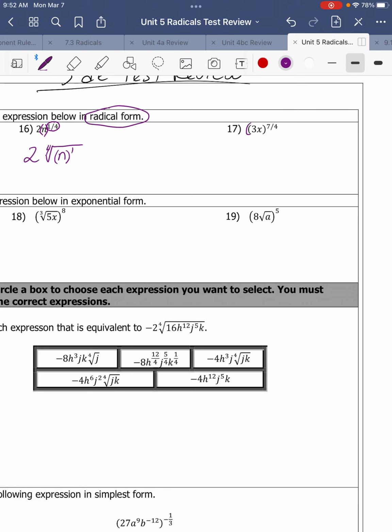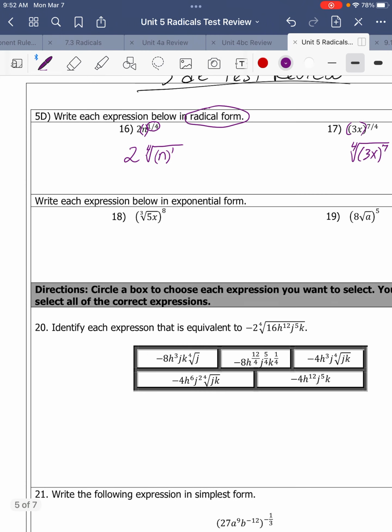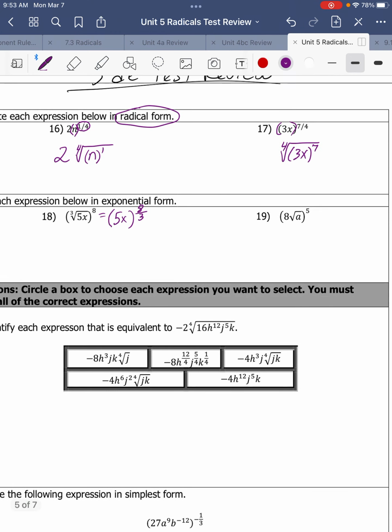On number 17, the 3x is being raised to the 7/4, so again it's a 4th root because that 4 is the denominator of the exponent, and it's 3x. We're going to keep that in parentheses because all of that is being raised to the 7th power. Now with the next part, we have to go back to exponential form from radical form. Anything that's underneath the radical, keep it in parentheses. So 5x is to the 8th power, so 8 over, and the index of 3, a cube root.